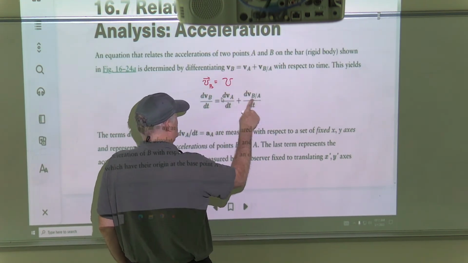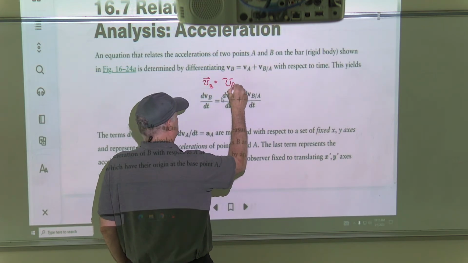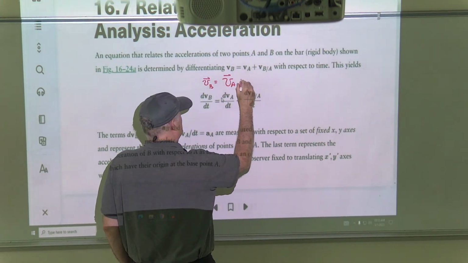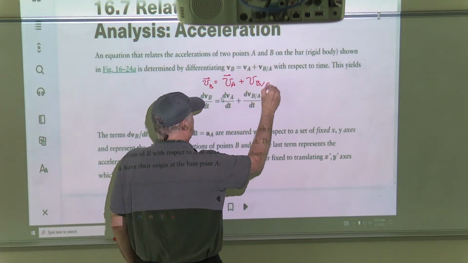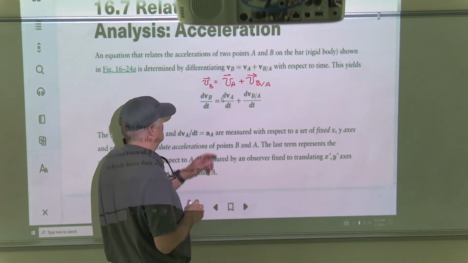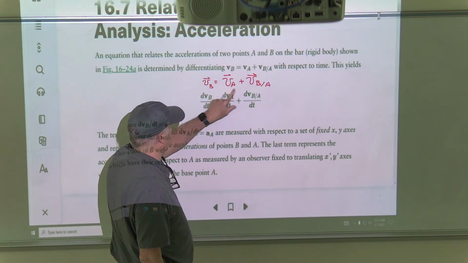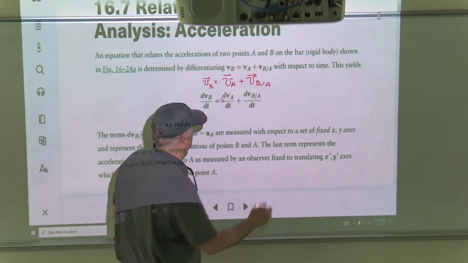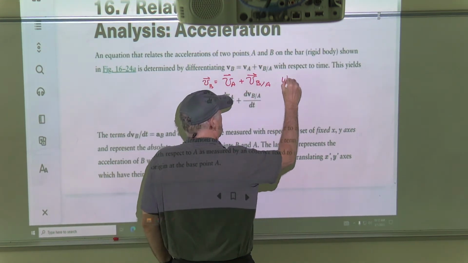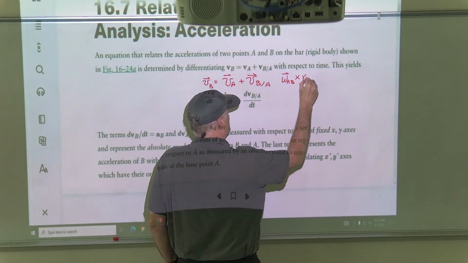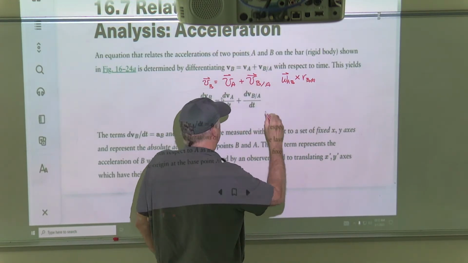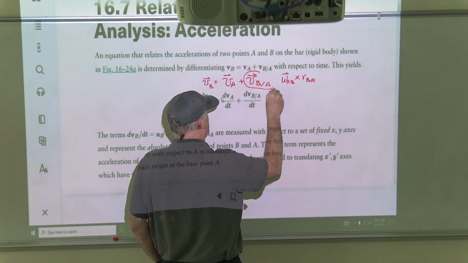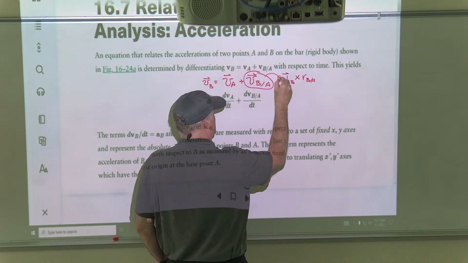and I'm going to move this one. Well, I'll do it the way he's doing it. Plus velocity of v relative to a. But we went through this and found out that term is nothing more than omega AB, whatever length that is, crossed with R B to A. So this term is actually that term.